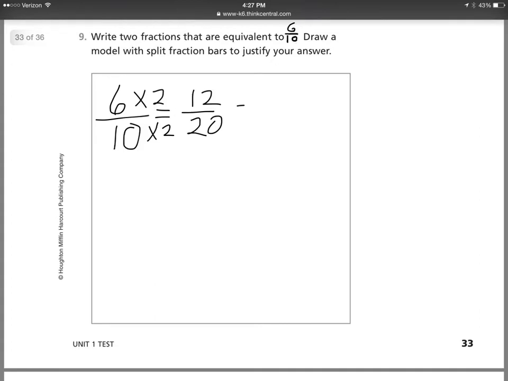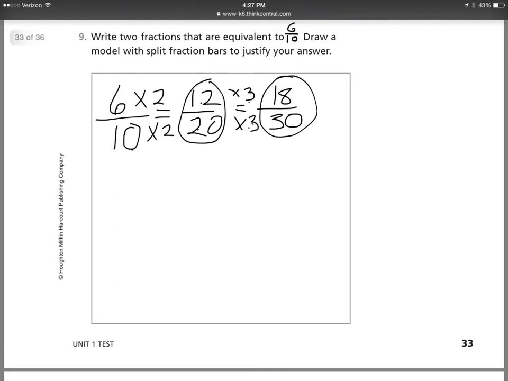And we could do that again by using 3. 6 times 3, which is 18. 10 times 3, which is 30. We also could have multiplied 12 times 3 and 20 times 3, and we would get equivalent fractions that way as well. So there are two equivalent fractions right here.